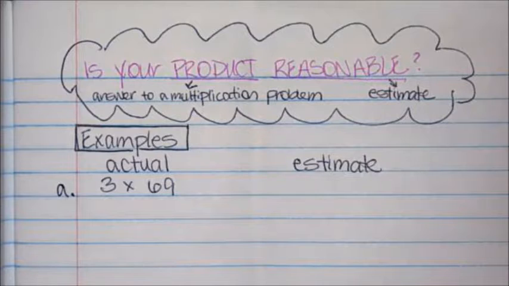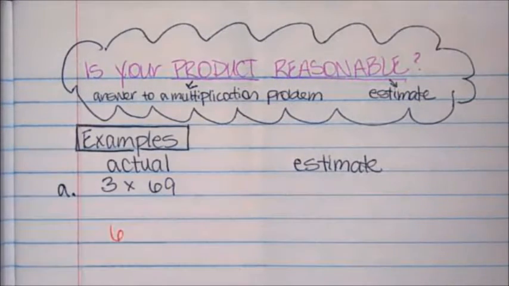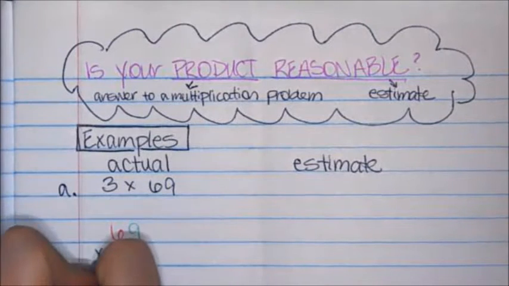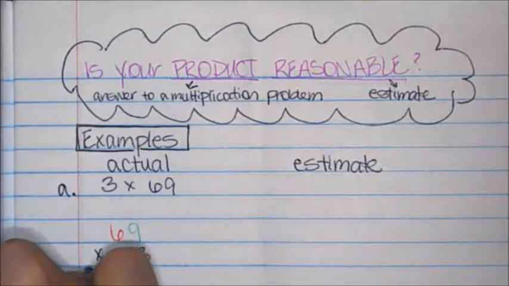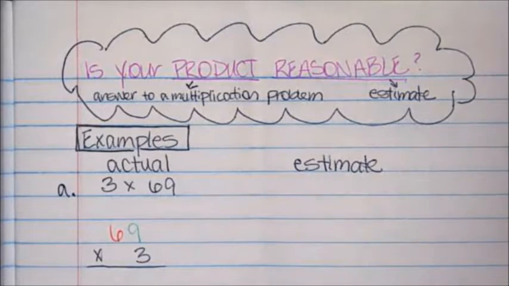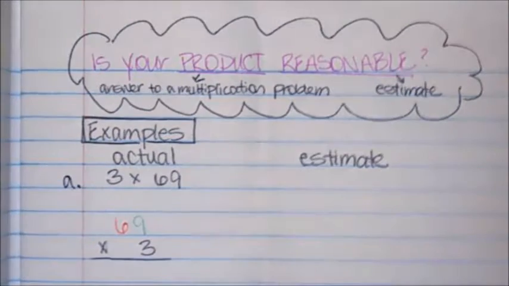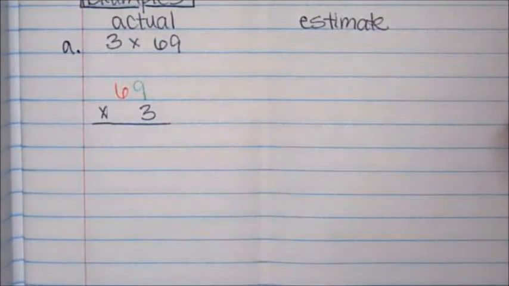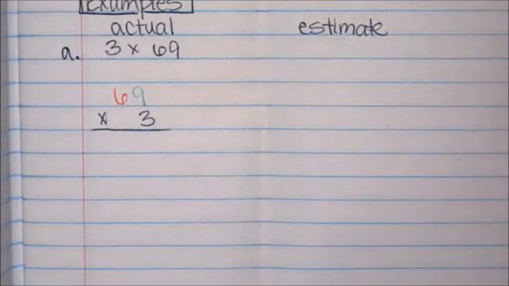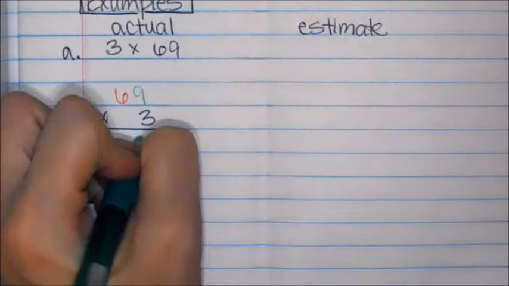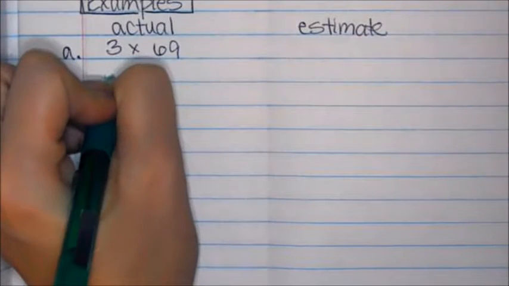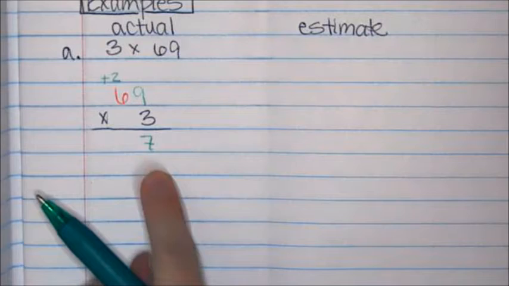Okay, so we're going to take the math problem 3 times 69. I'm going to take 69, the actual number, I'm color coding this, times 3. And I'm going to find out my actual answer to this problem. As I'm working this problem, I would do 9 times 3, or 3 times 9, which is 27. So that's 7 ones and 2 tens.